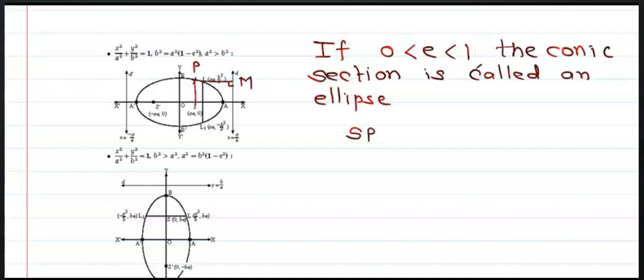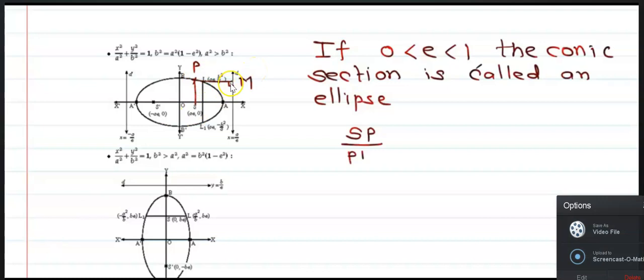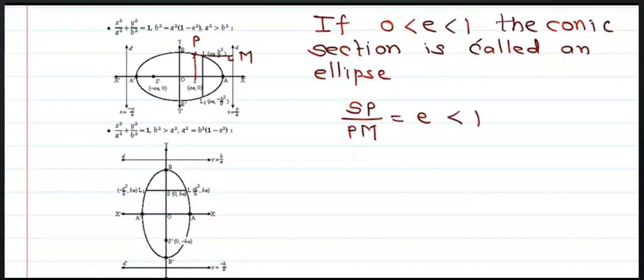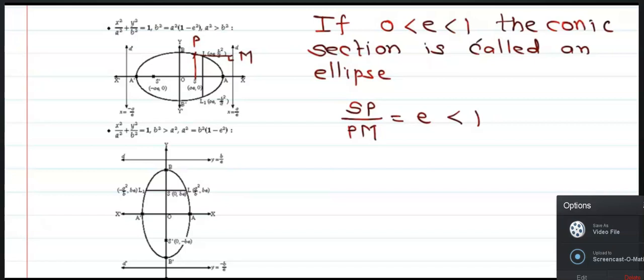Again here I have shown SP and PM. This is the directrix for the ellipse and S is the focus. The value of E for the ellipse is always less than 1.